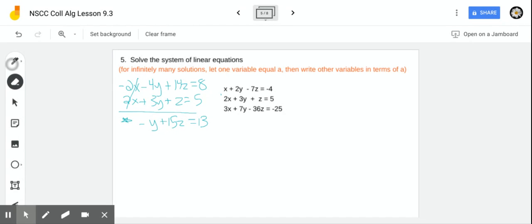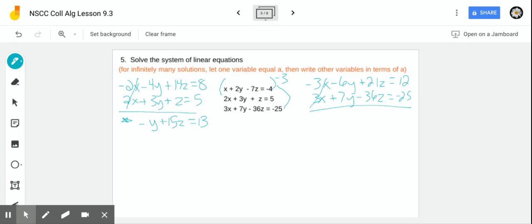All right, now I need to take a different two equations and eliminate x again. So I'm going to use 1 and 3. And if I'm going to use those, I'm going to need to multiply by -3 this time. So that gives me negative 3x minus 6y plus 21z equals 12. And 3x plus 7y minus 36z equals negative 25. So that leaves us with y minus 15z equals negative 13.